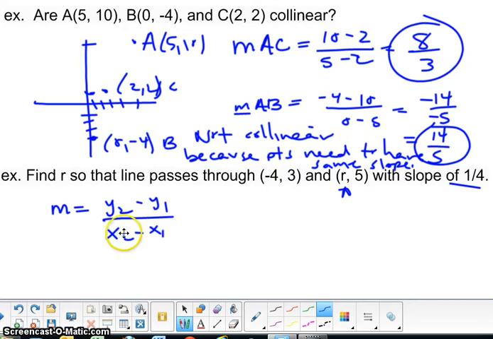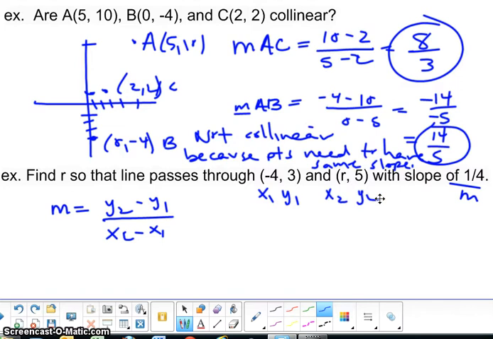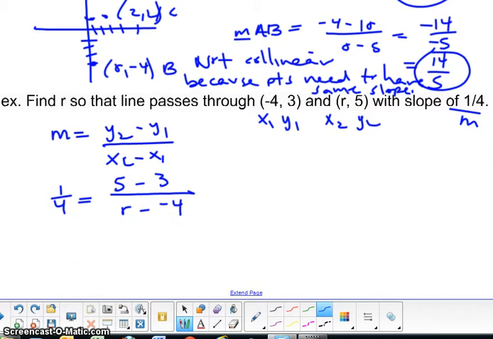And really, what you have here is m is given. The first ordered pair would be x1, y1, and the second ordered pair is going to be x2, y2, meaning the second ordered pair. So when I plug all this information in for every variable that's missing, I end up with 5 minus 3 and r minus a negative 4. Okay, and then by cleaning that up, I want you to see if you can get the answer of r equaling 4.